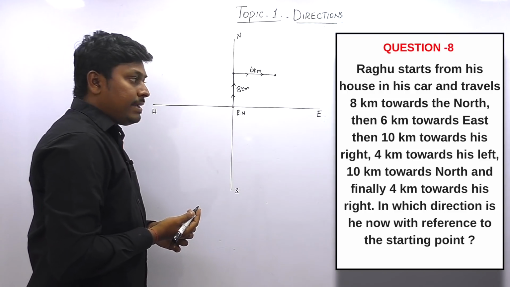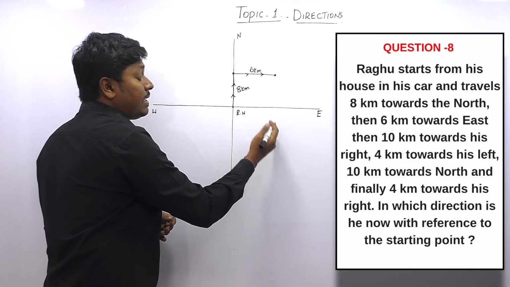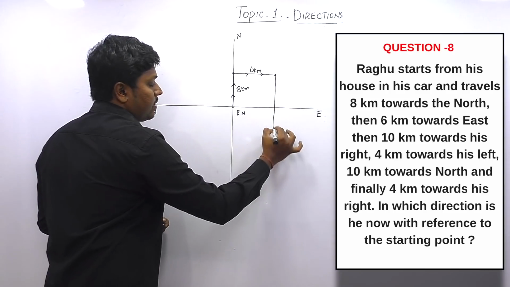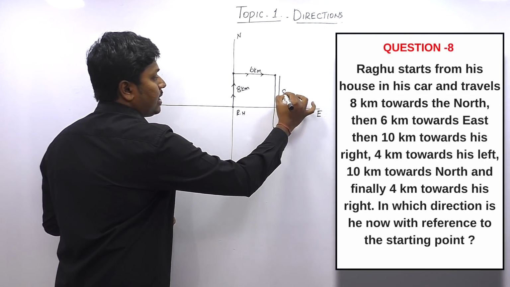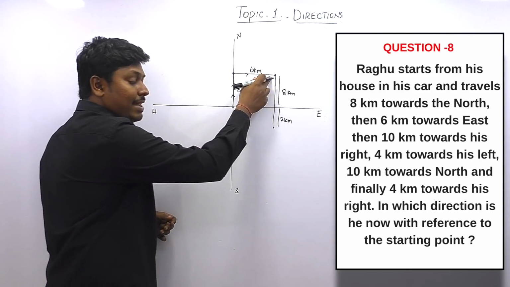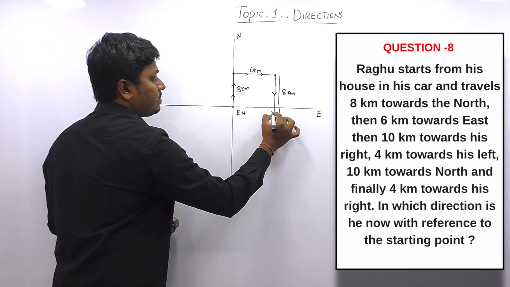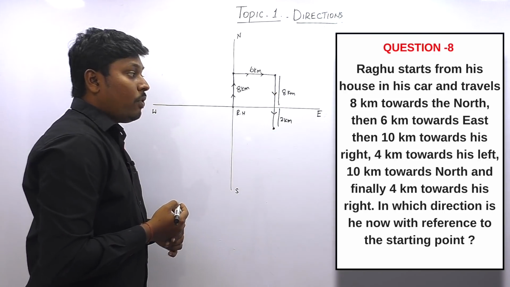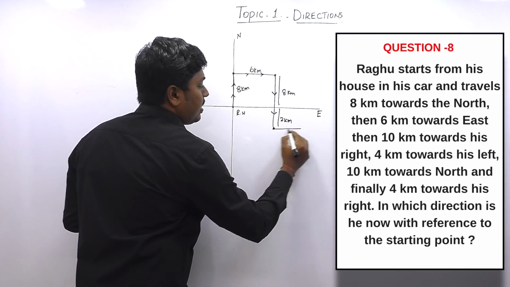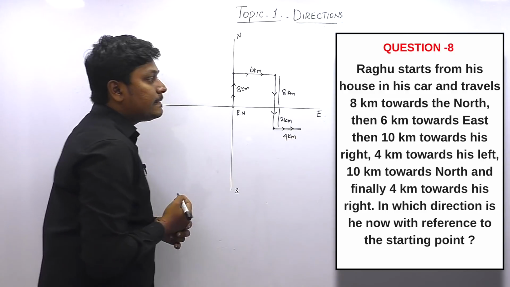Then 10 kilometers towards right. So he is taking a right turn and he is traveling 10 kilometers. We know that this parallel line is 8 kilometers. So if it is 10, this will be 8 kilometers and this will be 2 kilometers. Only then we can say that after taking a right turn Raghu travels a total distance of 10 kilometers. Then 4 kilometers towards his left. So from this point he is taking a left turn and he is driving 4 kilometers. So this will be 4 kilometers.